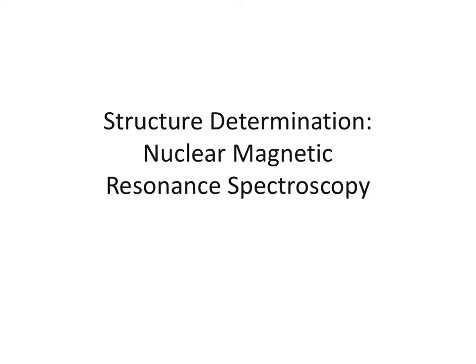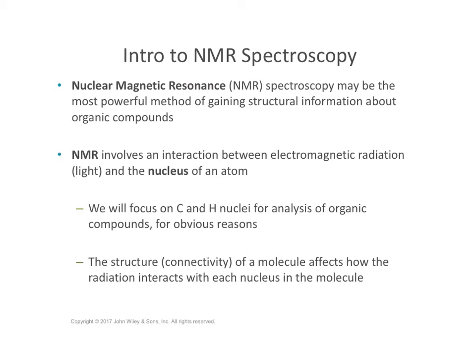In this video, I will discuss nuclear magnetic resonance spectroscopy, referred to as NMR. NMR is the most powerful method you're going to learn about this semester for determining structural information about a compound. It is the most common method used by organic chemists. It is a form of spectroscopy because it involves an interaction between electromagnetic radiation and the nucleus of an atom.